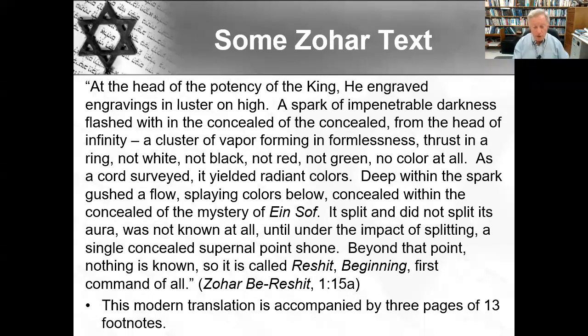At the head of the potency of the king, he engraved engravings in luster on high. A spark of impenetrable darkness flashed within the concealed of the concealed. From the head of infinity, a cluster of vapor forming in formlessness, thrust in a ring, not white, not black, not red, not green, no color at all. As a cord surveyed, it yielded radiant colors. Deep within the spark gushed a flow, splaying colors below, concealed within the concealed of the mystery of Ein Sof.